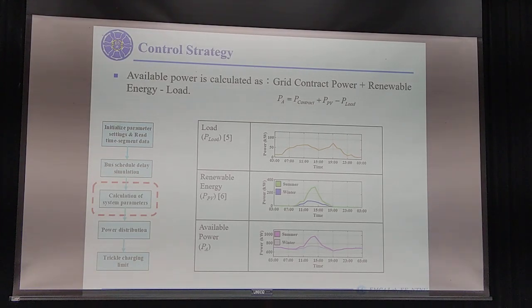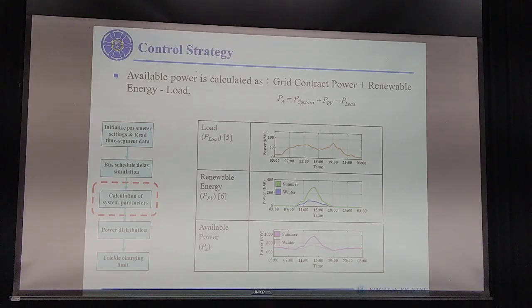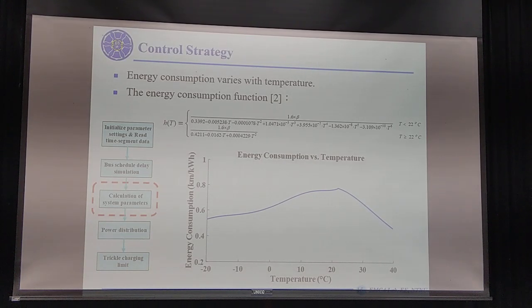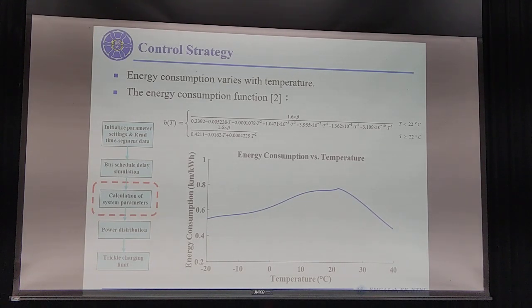Now for parameters. The most important one is available power. It's calculated by taking the renewable power plus total energy and subtracting the station's load. You can see in the graph that renewable energy is much higher in summer than in winter. Temperature also affects energy use because of air conditioning. We use a mathematical function as copied to our list. As the graph shows, buses are most efficient at 22 degrees Celsius, and they use more energy in very hot or cold weather.